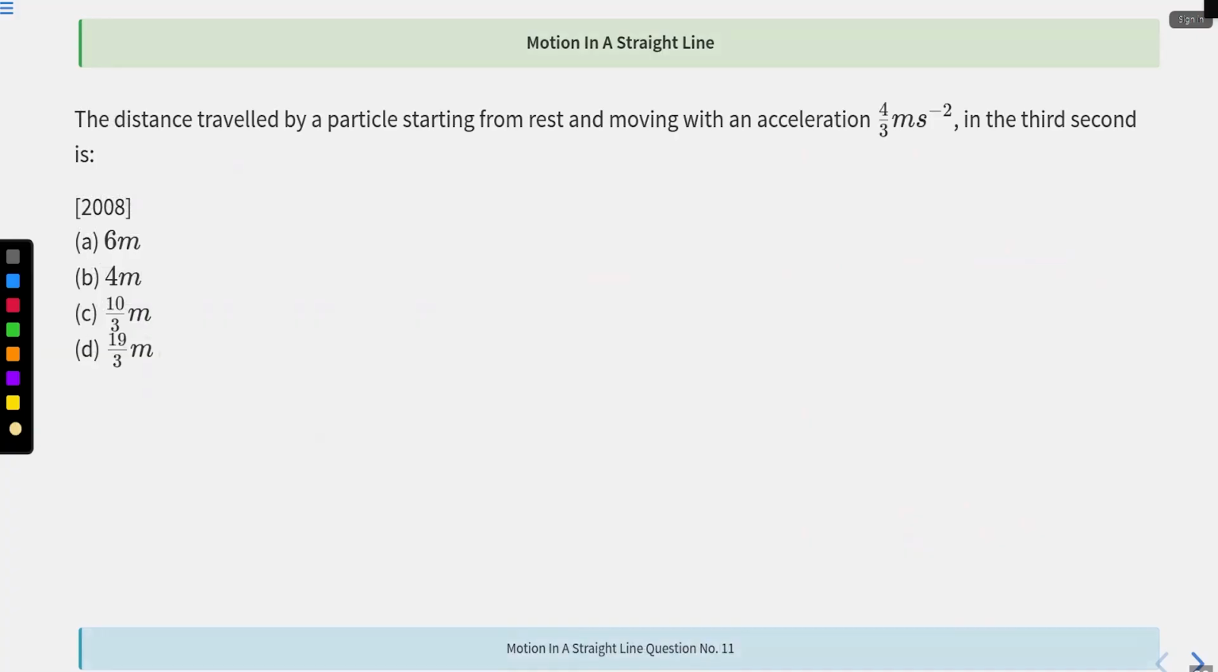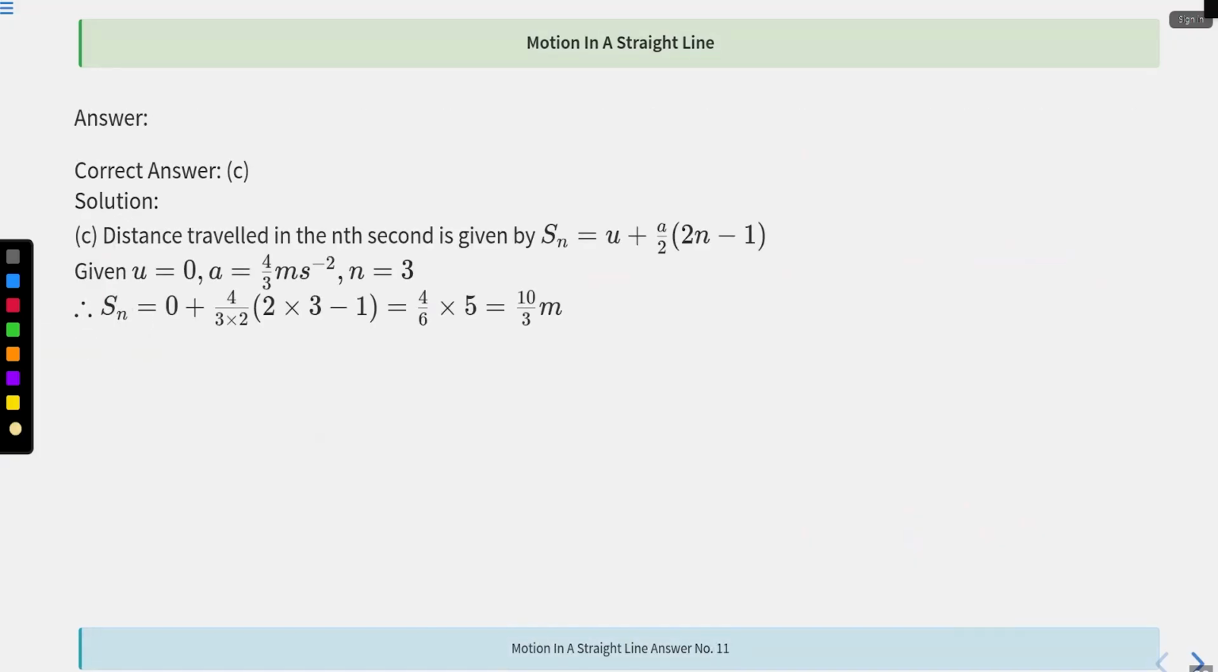The distance traveled by a particle starting from rest. Okay, starting from rest, so the initial velocity is 0. U is equal to 0. And moving with an acceleration 4 by 3 meter per second square, the distance traveled in the third second. So Sn, you have to calculate using the fourth equation of motion. Sn is equal to u plus a by 2 into (2n minus 1). This specific equation tells what distance the particle has traveled in that specific second, like in the fifth second.